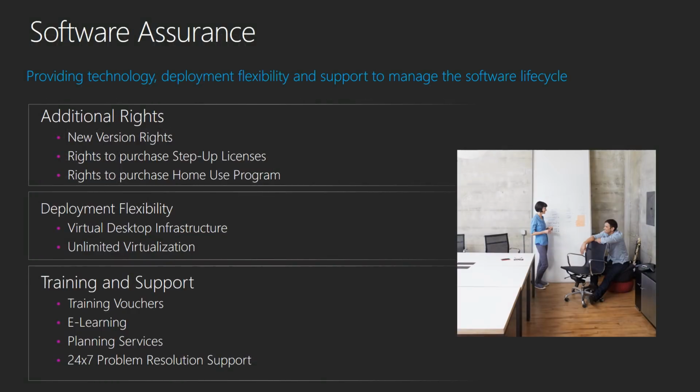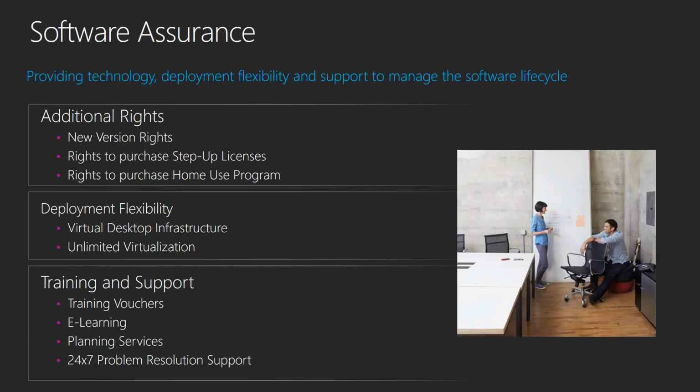Here are some examples of the different SA benefits available, but the key thing I want you to remember is that SA is a whole range of benefits. In fact, that tagline in blue at the top of the slide is a good summary, providing technology, deployment flexibility and support to manage the software lifecycle. Now, it's not important in this session that you know the details of all the SA benefits. I'll just go through a few examples to give you an idea.